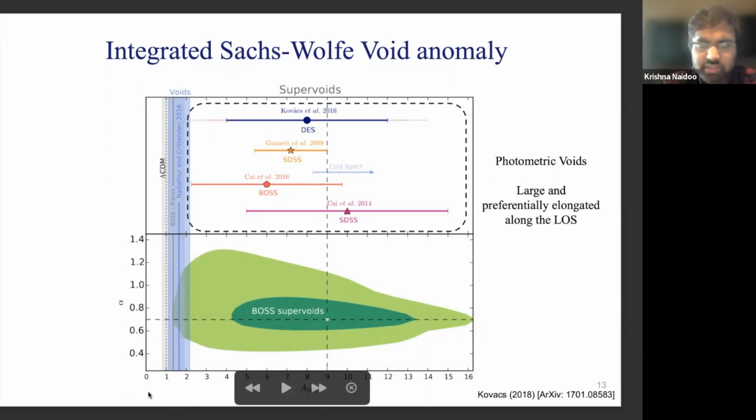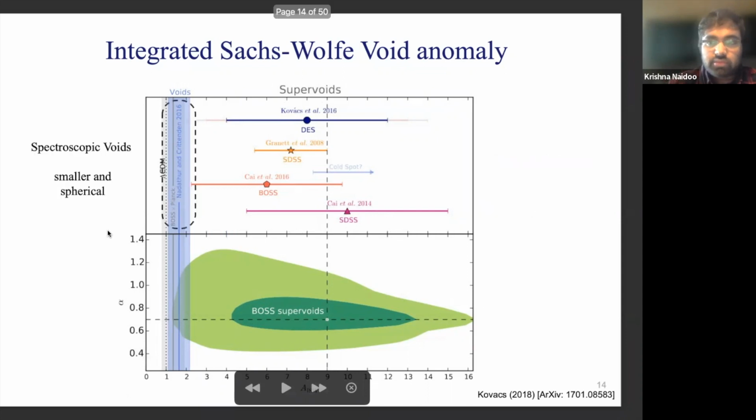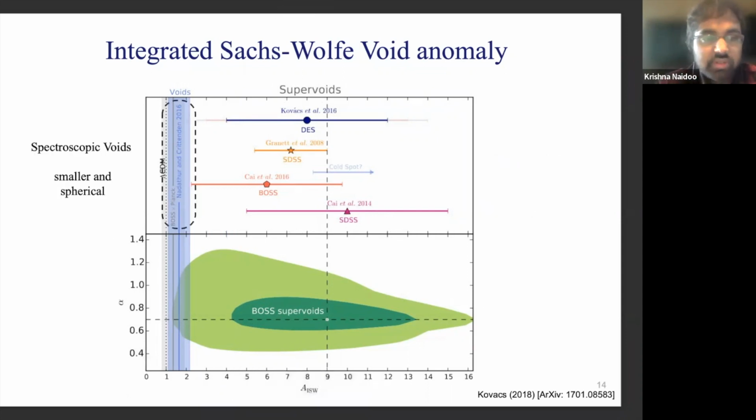it's several factors larger than what we would expect from lambda CDM, which is 1 here. So there's also been measurements from spectroscopic voids, and these are much smaller and also spherical. And these are much closer to what we would expect from lambda CDM, but also slightly a bit larger.